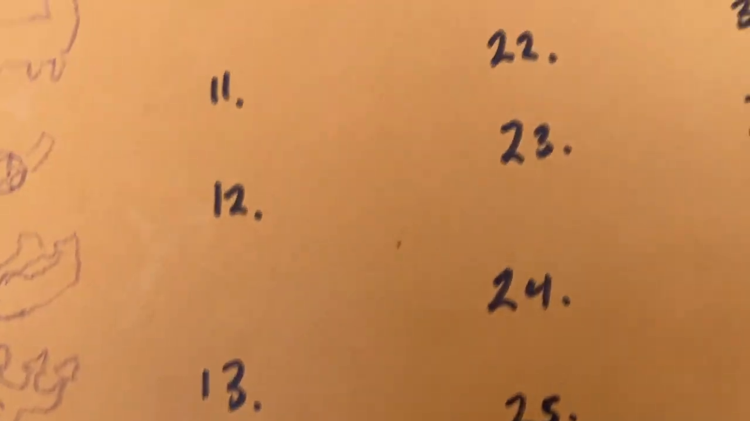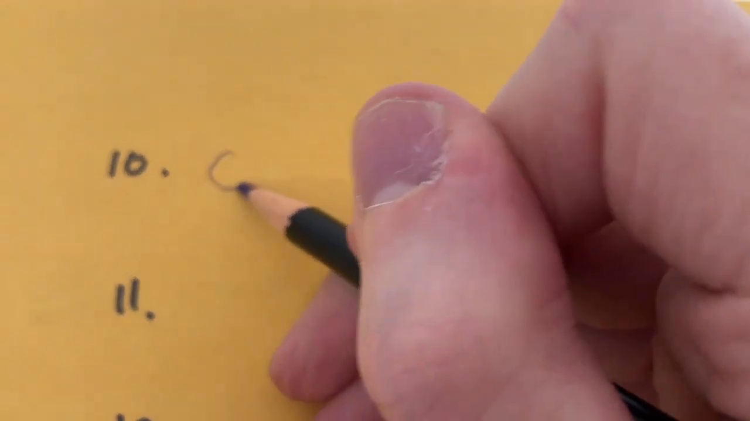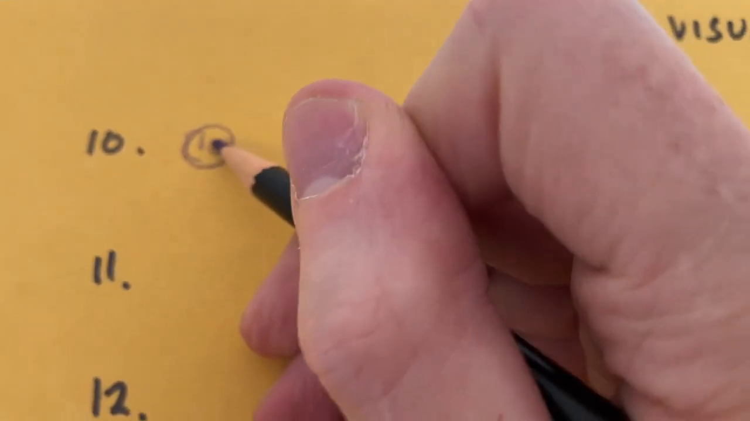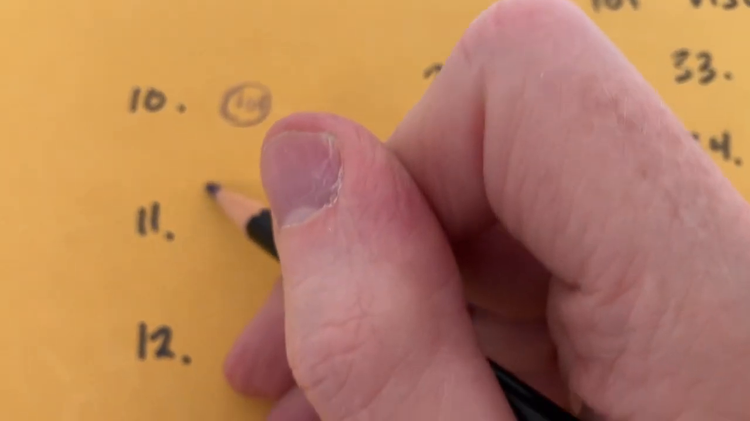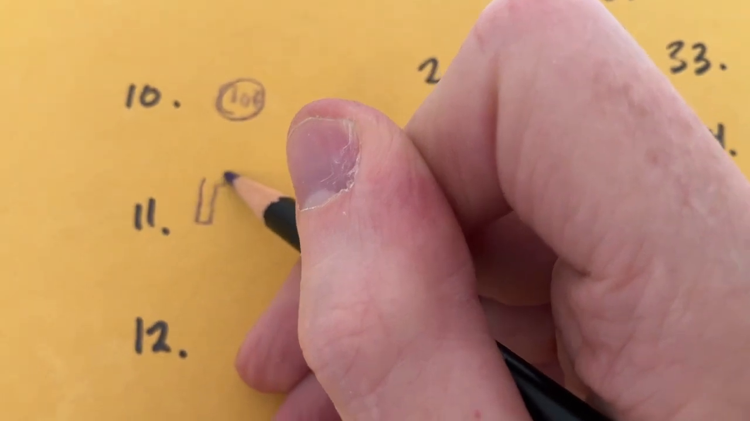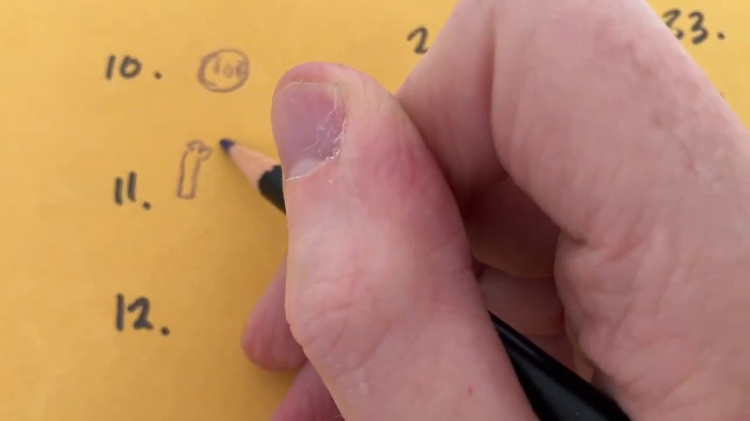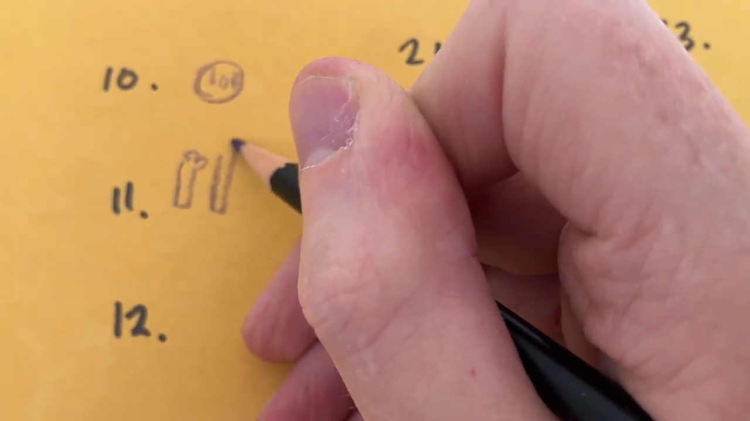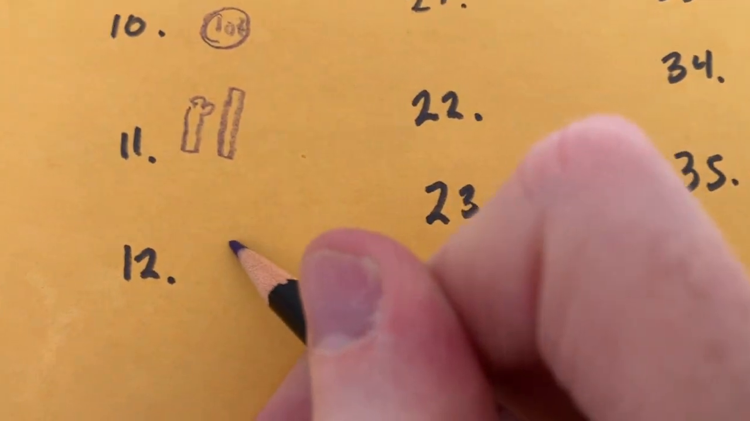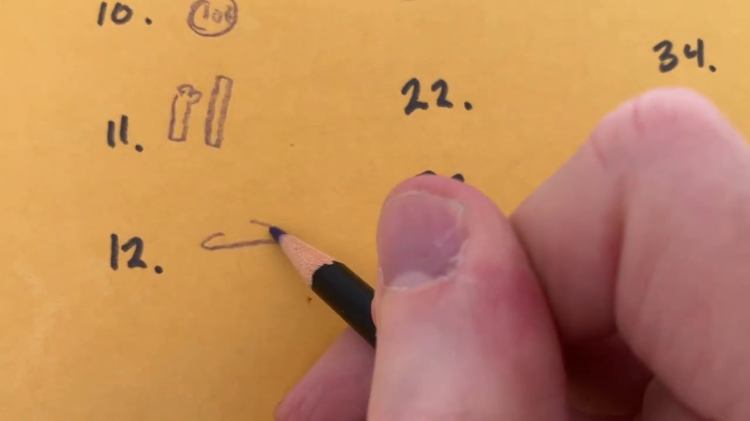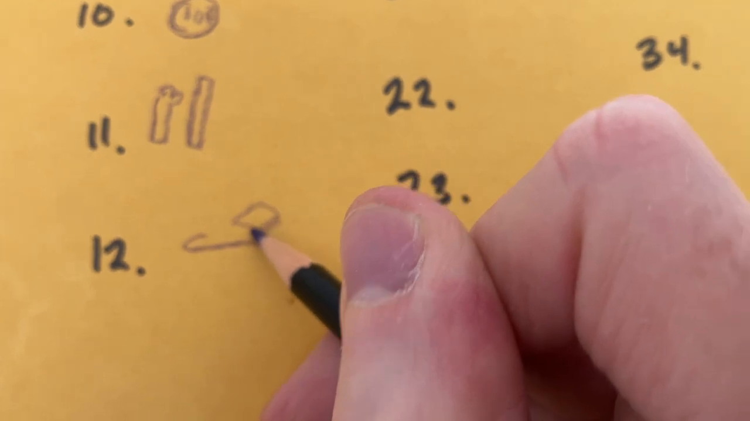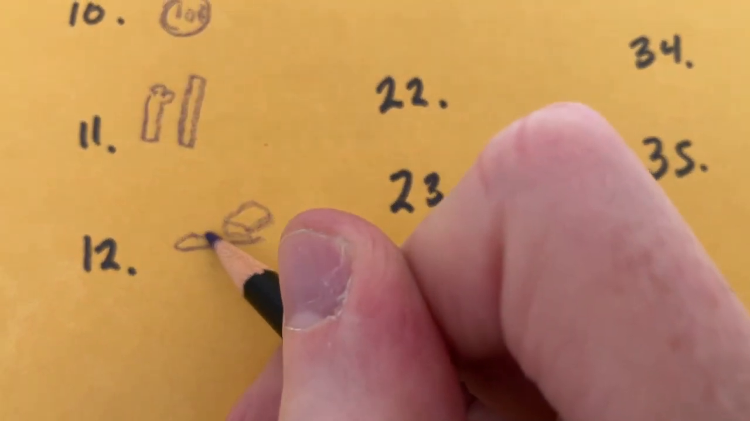Okay. 10 I put for a dime. 10 cents is a dime. 11 I put for sticks. So again, when you have artist block or don't know what to draw, you can use these. 12 I put for supper, because for the Last Supper there's 12 apostles.